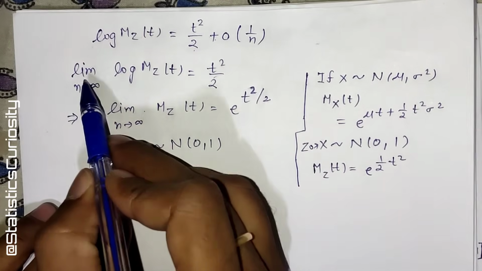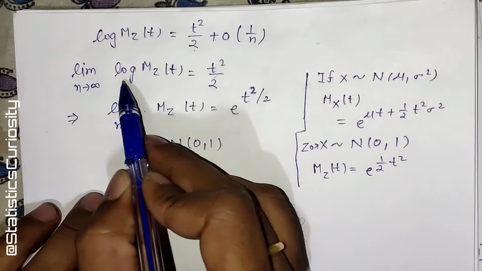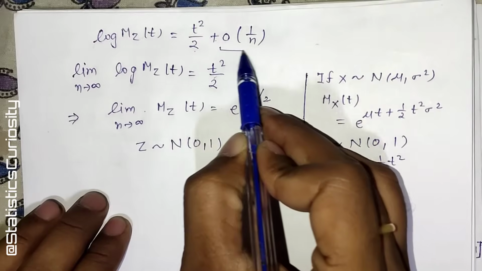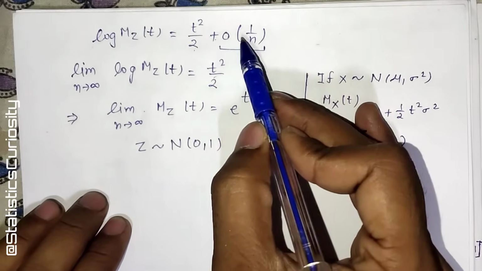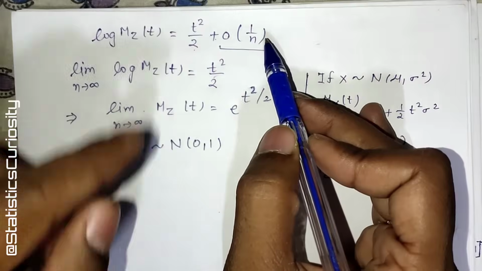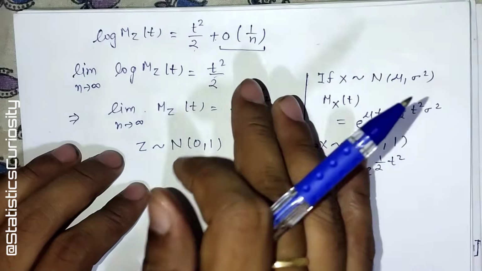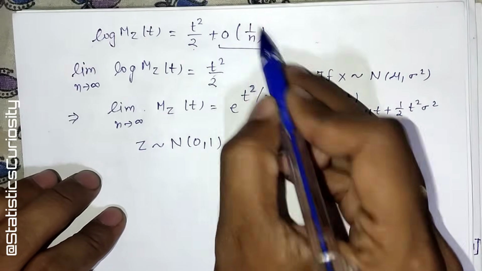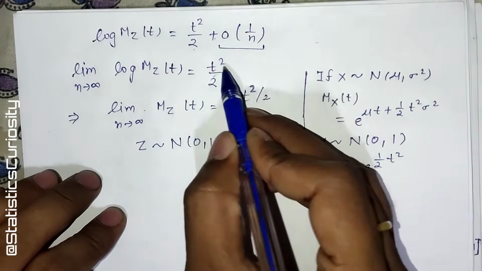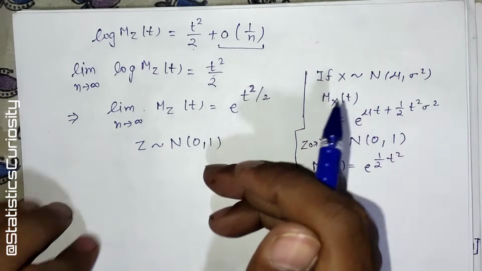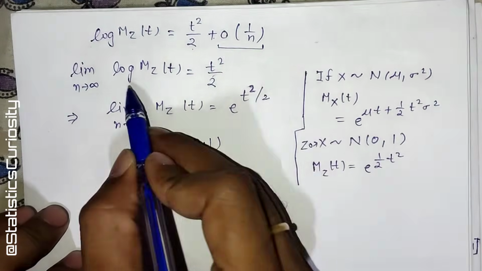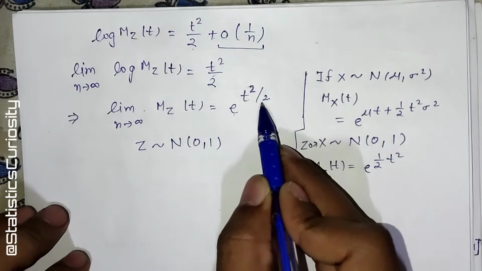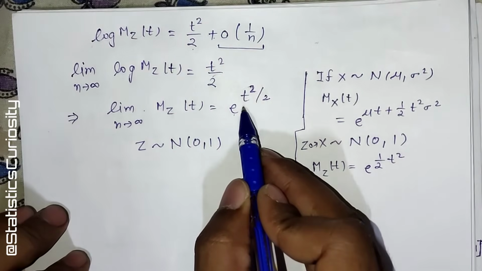Now we will take limit n tends to infinity for this term. So by taking limit n tends to infinity, we will know that order of 1 by n will become 0. All terms containing n in the denominator will become 0. That's why we have not taken those values earlier. Okay. So this term will become 0. We only have t square divided by 2 on the right hand side. Now we can clearly see that mzt will be e raised to the power t square by 2 by taking this log to the right hand side.